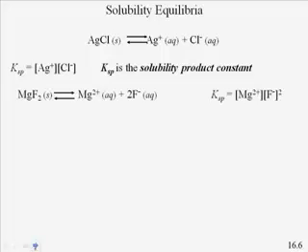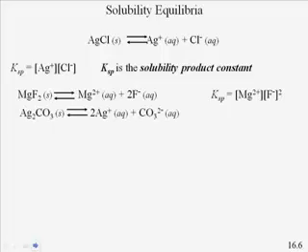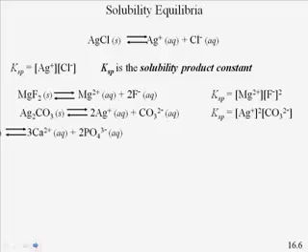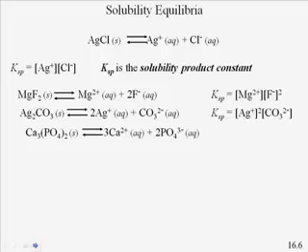Here's if it were magnesium fluoride, silver carbonate would look like that, calcium phosphate, equilibrium expression looks like that. Okay, so we treat them the same way as we've always done equilibrium expressions, except with solubility products, your reactant is always a solid, and so it does not appear in the equilibrium expression.